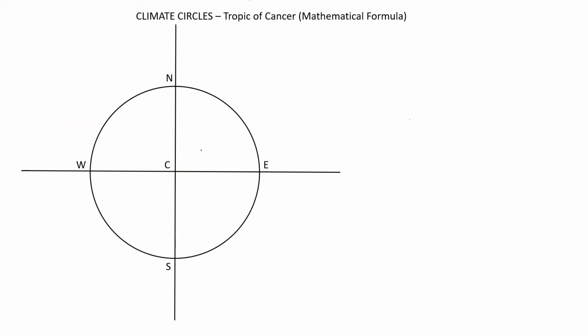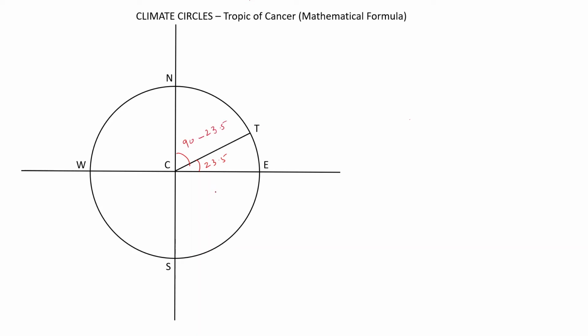Using the same radius R for the circle of the equator, extend a line segment from the center C towards the north side of the equatorial line at point T at 23.5 degrees with the equatorial line. Therefore, the angle NCT is 90 minus 23.5.